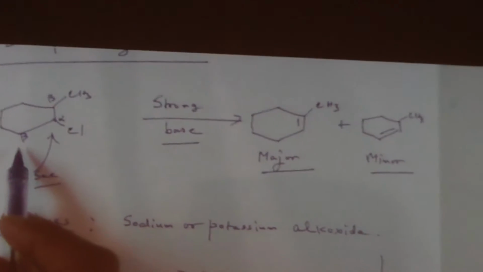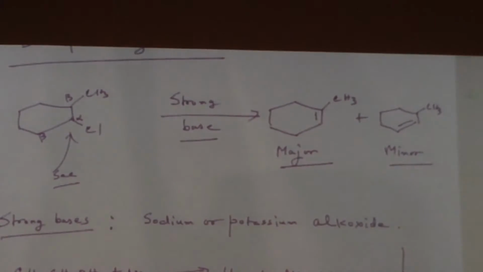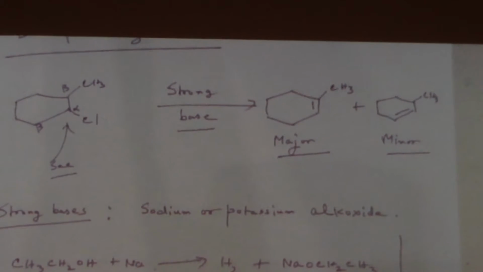The base pulls out a proton, and again, it has an option: this is the alpha position, there are two beta positions. And it's going to do it from both, but it again follows the Zaitsev rule, in which it produces a double bond here more commonly, which is more substituted than the other one. So this is a major product, and this is a minor product. So the base is essentially pulling out a proton from either one of the beta positions, and at the same time the chlorine is actually taken out.